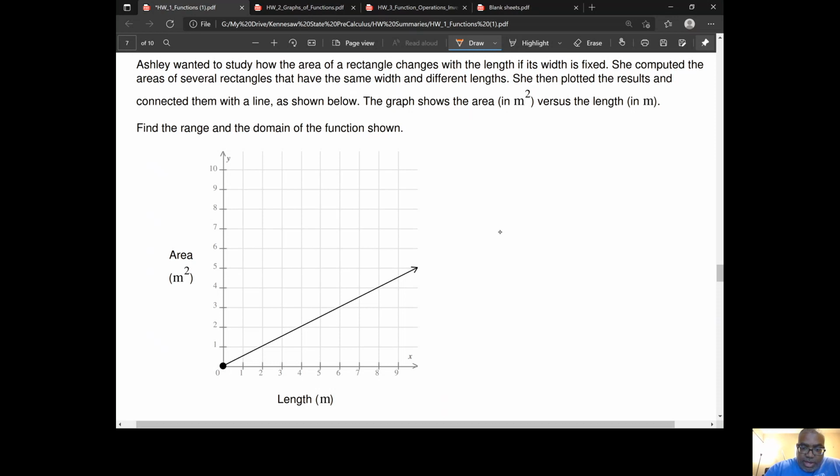All right, so my domain, they don't say interval notation, so I use inequality notation if I can. x greater than or equal to 0. Range, y greater than or equal to 0, because there's a point at 0, 0.